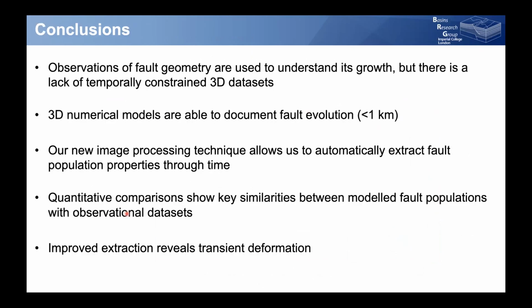So yeah, to conclude, there's a big lack of temporally constrained data sets in observational data. Numerical models are now able to document this fault evolution to a pretty good resolution. And our image processing extraction script allows us to automatically extract the properties without the need of defining some sort of threshold. And this has showed us that there are some pretty uncanny similarities between the faults from the models and observational faults. But this extraction has actually revealed even more. So revealing that transient deformation in the model data.